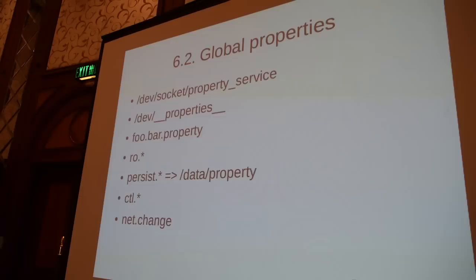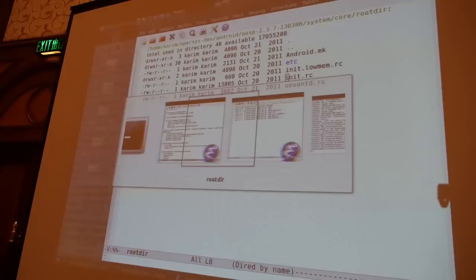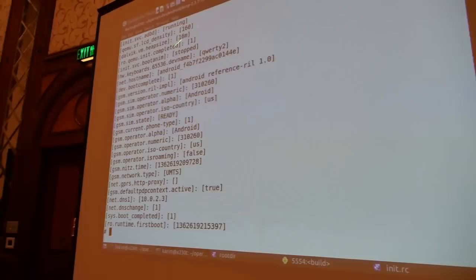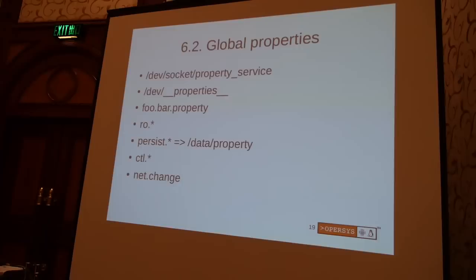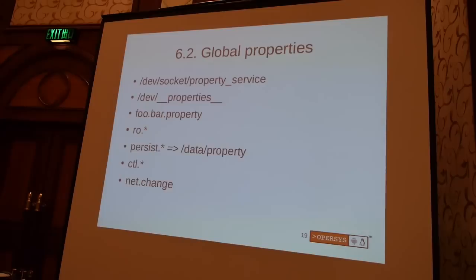Alrighty, global properties. If you go to the command line and type getprop, this will list the properties which are currently maintained by init. You can change those and so on. A lot of these properties are actually key configurations, like for example, the networking stuff is in there somewhat, and so on and so forth.